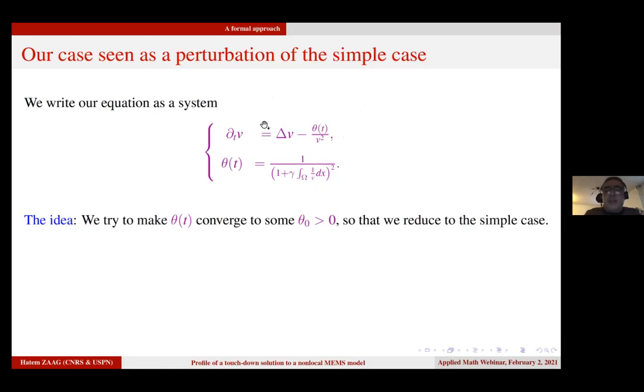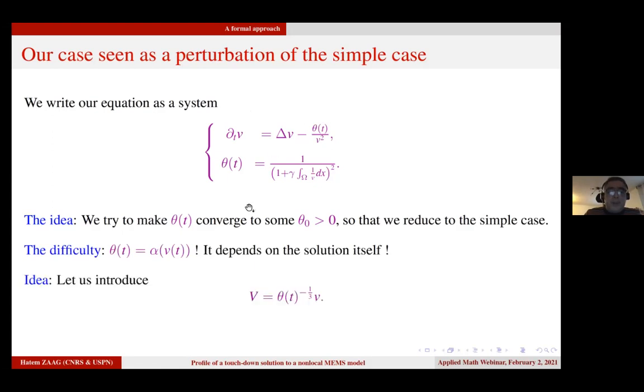And this is easy to recover if we make a small scaling in our problem. And this is in fact what we will do. We will introduce capital V, which is theta of t to the power negative 1/3 multiplied by small v. If you do that with theta of t constant, you immediately recover the case where theta is equal to 1. So this is a reasonable change of variable, but now theta changes.